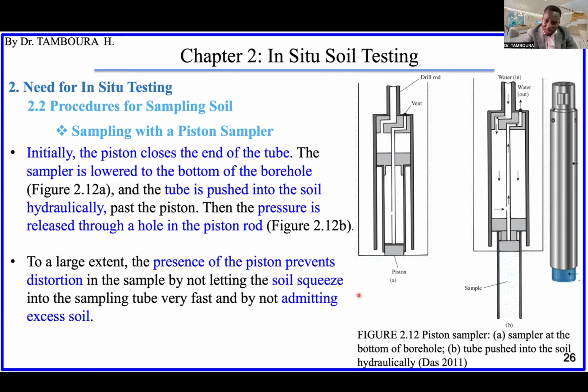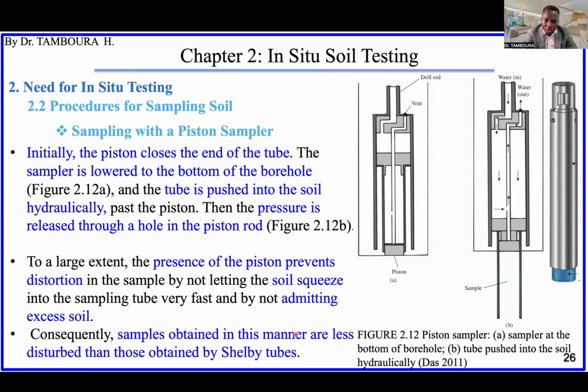It combines the effect of the piston and the effect of the Shelby tubes. As a consequence, the samples obtained in this manner are less disturbed than those obtained by Shelby tubes. Those obtained by Shelby tube are already very good because the area ratio is around 13%, and the samples obtained by this piston sampler are less disturbed than the Shelby tube. Maybe it will be around 10% or less.